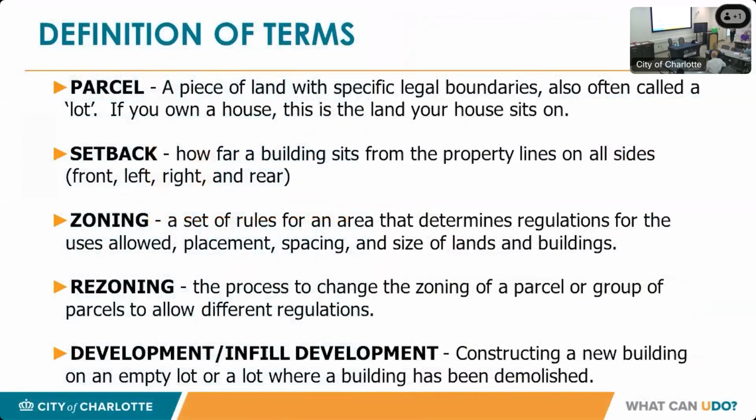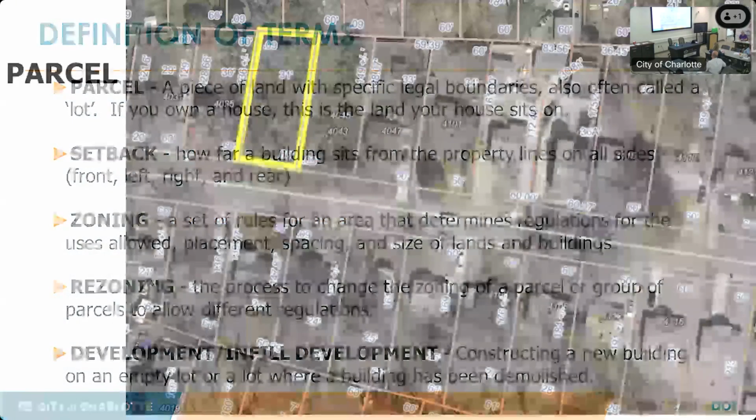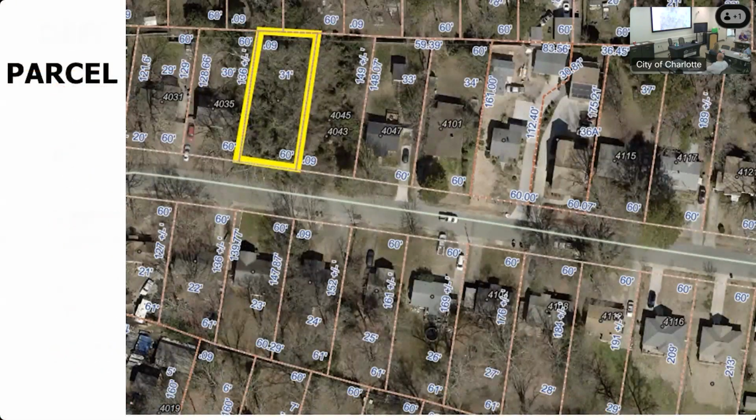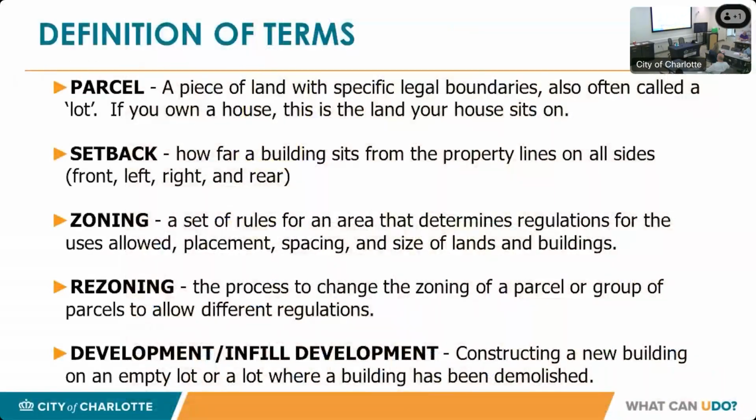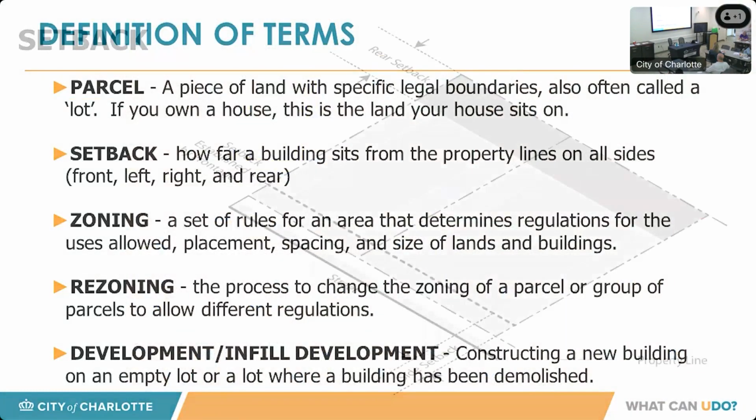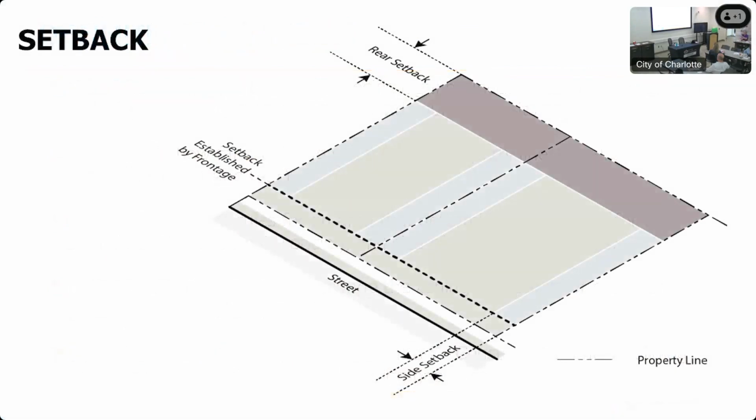First is parcel: a piece of land with specific legal boundaries, also often called a lot. If you own a house, this is the land your house sits on. Each one has a unique parcel identification number, called a PIN, and is searchable on the Mecklenburg County Polaris 3G map and website. Setback: how far a building sits from the property lines on all sides, front, left, right, and rear.